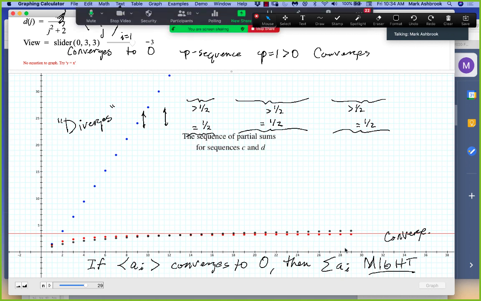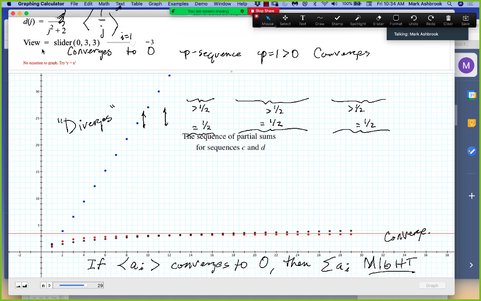So it sure looks like it's going to level off, but it doesn't. Pick any value of a partial sum here and take i far enough out, and this sequence will get that high. It's not going to level off. It'll just keep growing eventually for big enough i. Okay.